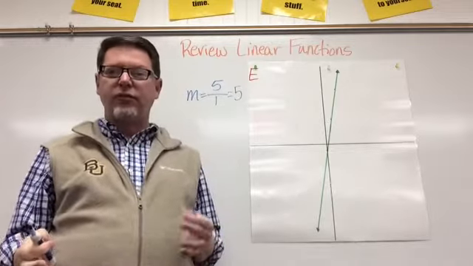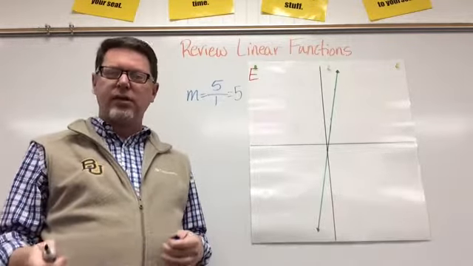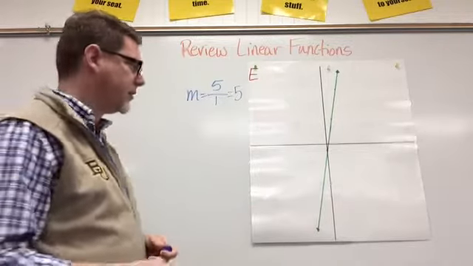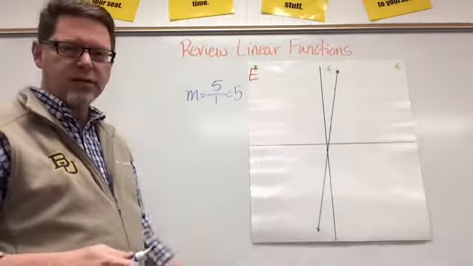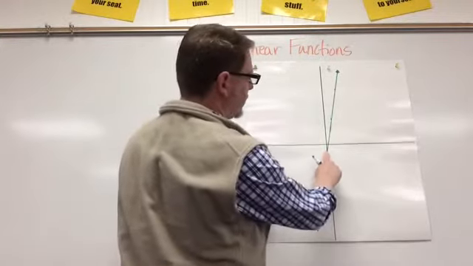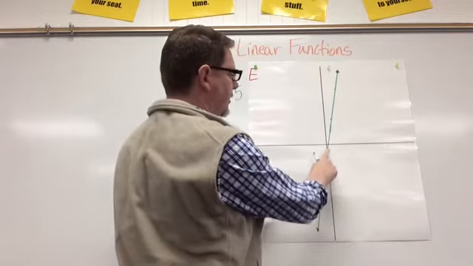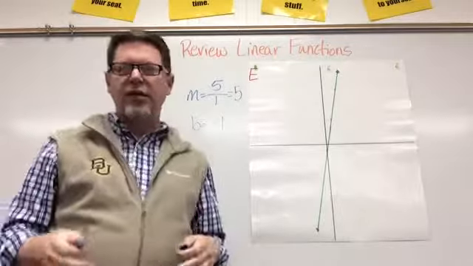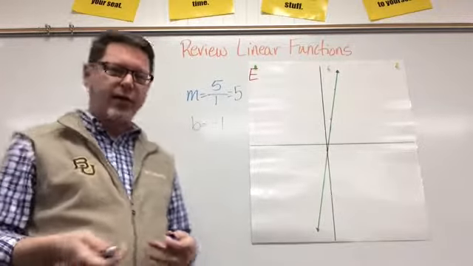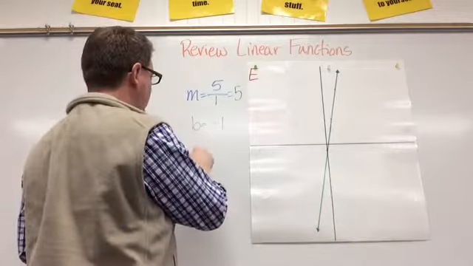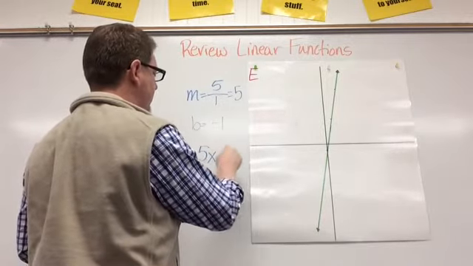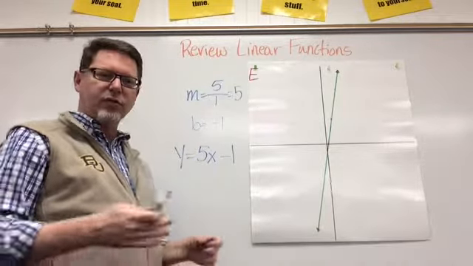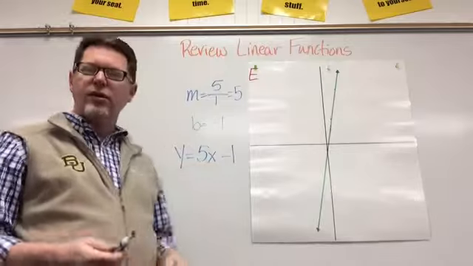Now the next thing I need to look for is the y-intercept. I forgot to tell you, we're trying to find an equation of this line. The next thing I need to do is find the y-intercept. Where does this green line cross the y-axis? It's right here, that little dot right there on the y-axis, and that is -1. So b equals -1. So now that I know the m and the b, I can write my equation, which would be y equals 5x minus 1. All we do is take the slope and the y-intercept, plug it in for m and b, and there's the equation of our line.